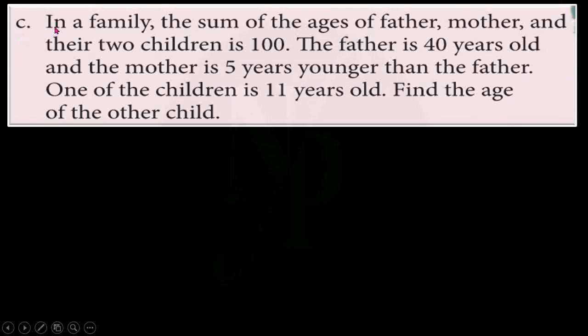In a family, the sum of the ages of a father, mother and their 2 children is 100. The father is 40 years old and the mother is 5 years younger than the father. One of the children is 11 years old. Find the age of the other child.